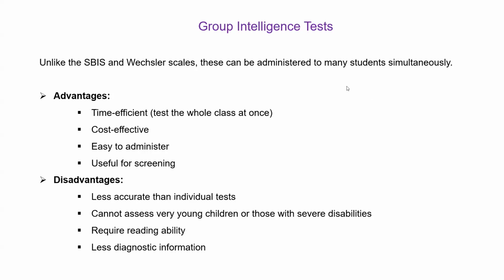Let's see. Less accurate than an individual test. We cannot assess very young children or those with severe disabilities. They require reading ability. Students require reading ability to sit the exam. Think about the scholarship examination. They should be able to read and write. In a group of students, some may not be able to read and write. Then how can they sit the exam?